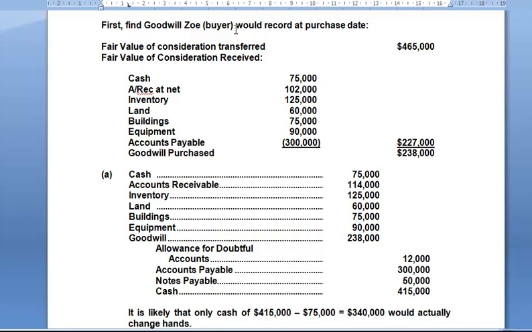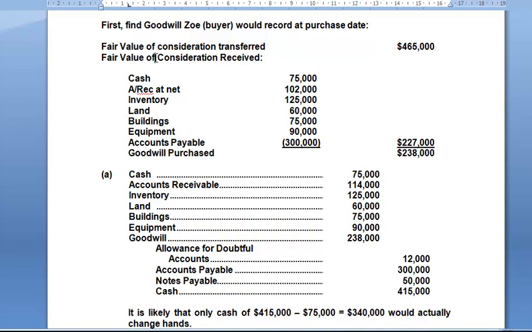It's the difference between the fair value of what consideration you transferred, or what you gave up. In this case, you would have noticed that Zoe gave up $415,000 in cash, and they also agreed to pay $50,000 at a later date in terms of a note. So they transferred their promise to pay in terms of the note, $50,000, and some cash. So the total fair value of consideration that Zoe transferred to Saria is in fact $465,000.